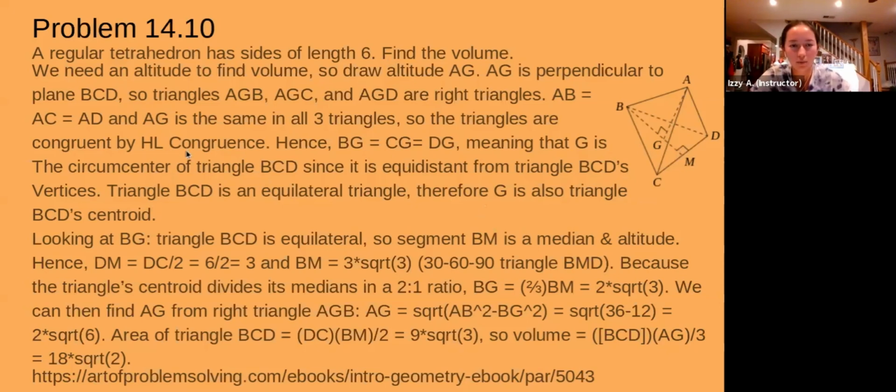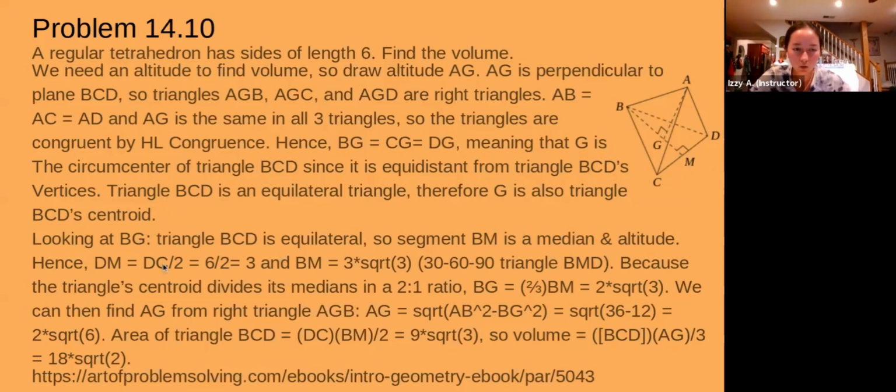Centroid is a little bit more complicated to explain, but I will show an image of it because I think it's better to see an image of it. Okay. Looking at BG, triangle BCD is equilateral, so segment BM is a median and an altitude.